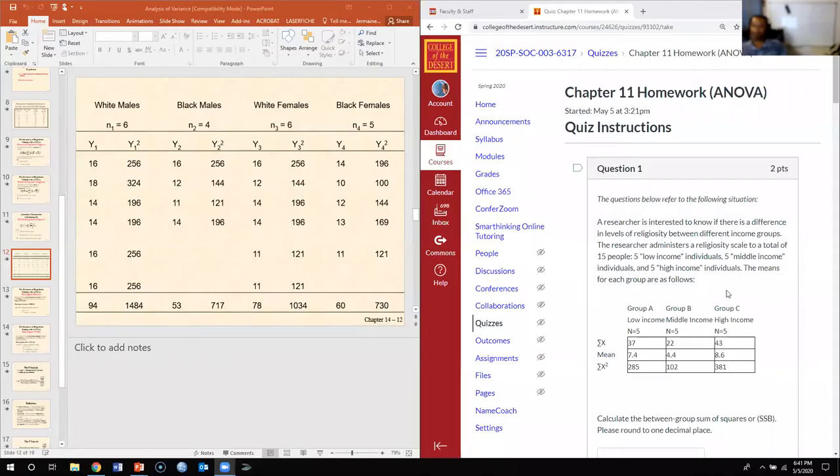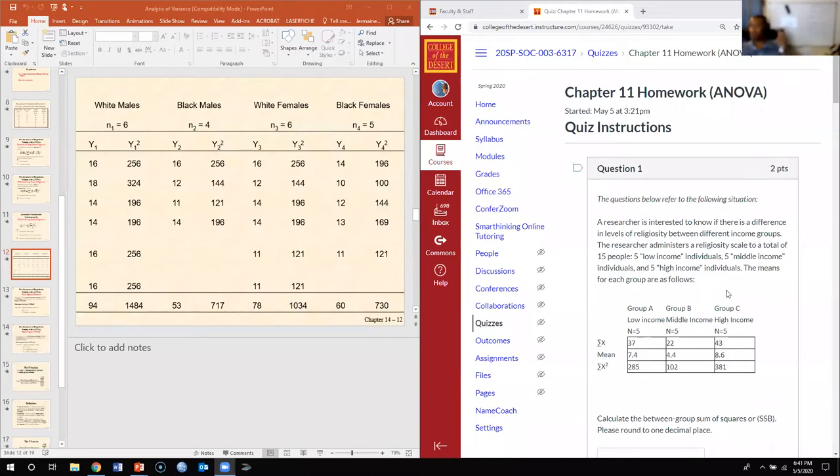Now, when people see these, they don't know what they're looking at. Think about this as all the scores added up. So if we're looking at white males, we see 16, 18, 14, 14, 16, 16. Sorry, but we can't see your laptop. Yeah, I just realized that. All right.